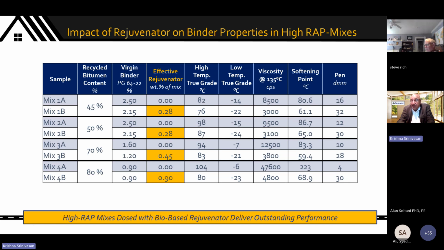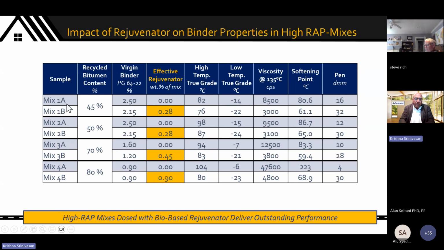If you're in a PG world, like we are in New Zealand or USA or other parts of the world, you're able to take this minus 14 material. The extracted bitumen from mix 1A without the rejuvenator is a minus 14 grade. With the rejuvenator, you're able to get it back to the minus 22, which is one of the most common grades used in the US. So this is what rejuvenation does at the binder level.